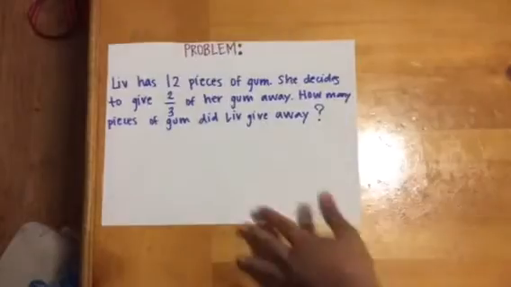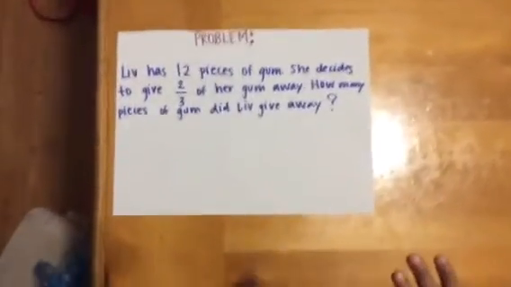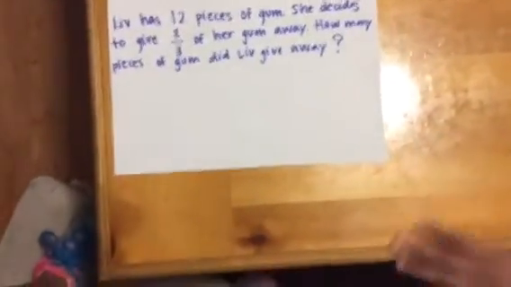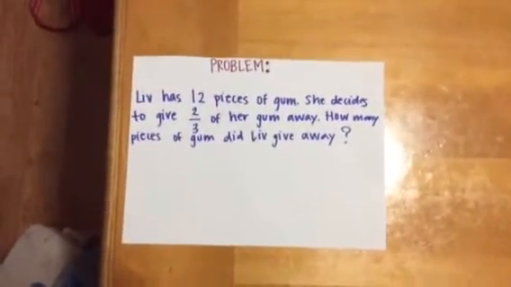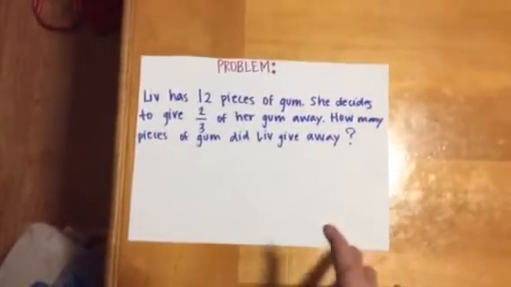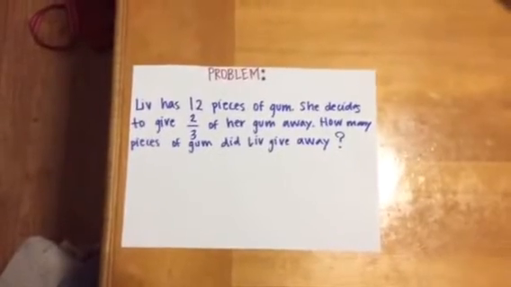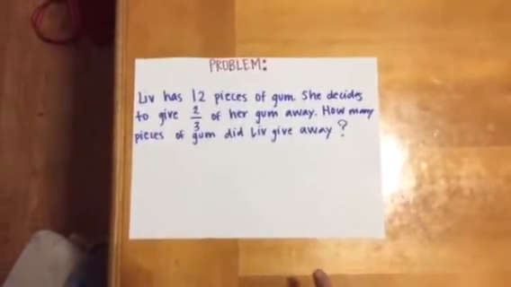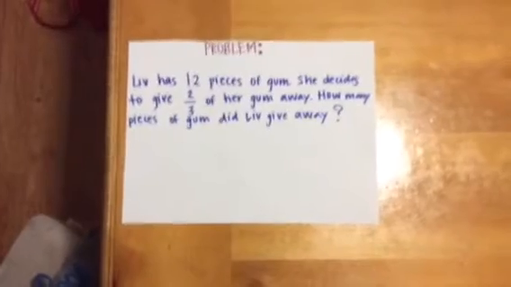Okay, 4th graders, so again we have the same problem, but we're going to go ahead and use our multiplication table as a strategy this time around. So let's go ahead and read our problem again. It says Liv has 12 pieces of gum. She decides to give 2/3 of her gum away. How many pieces of gum did Liv give away?